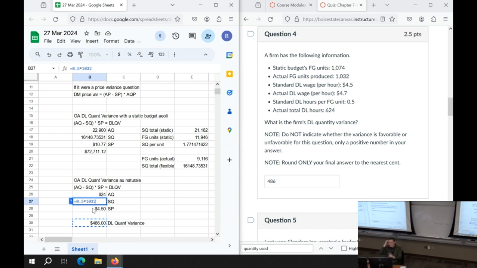Yeah, I see a hand over. So I think I saw you first, yeah. I was going to ask, you're making a journal entry for price variance. Mm-hmm. What is debit and what is credit?